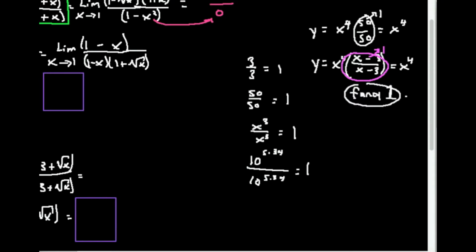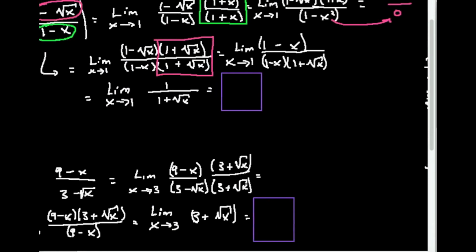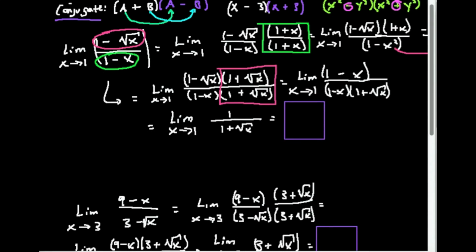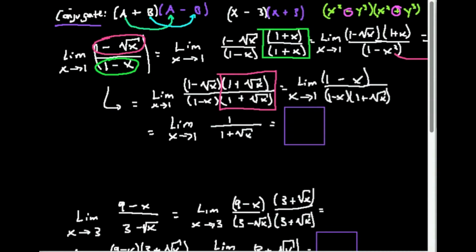So another example, just to drive the point home, this could be 10,000 x to the fifth divided by 10,000 x to the fifth. It's still 1. I don't care what the number is in the numerator. If I divide by the same thing in the denominator, it's just 1. And so we're going to take advantage of this when we do conjugates to solve limits.